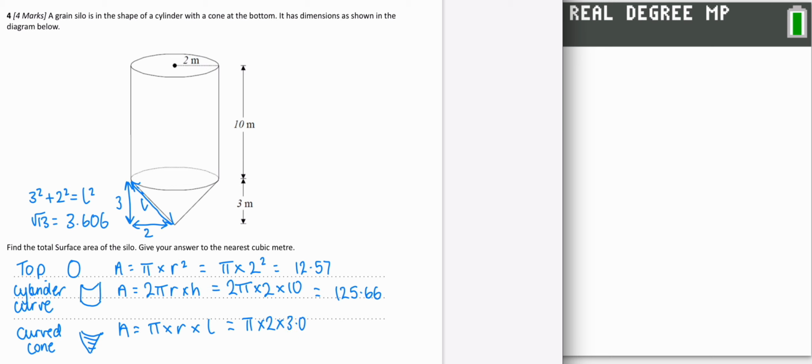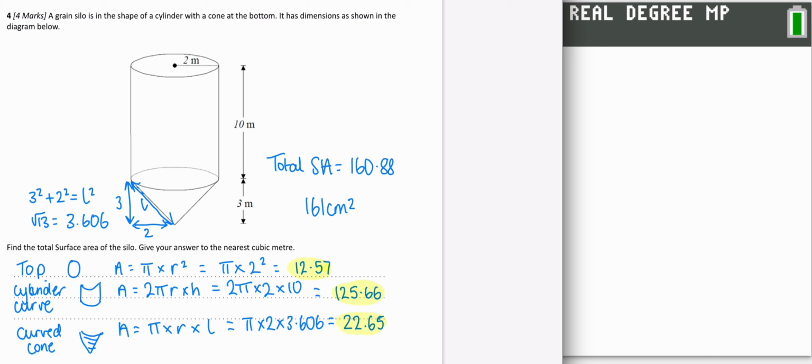So I now know that the length is 3.606. And when I type all that in, I get 22.65. So I need to add those 3 numbers up. So I have this surface area, and this surface area. So the total surface area is therefore all of those things added together, which is 160.88, or as an answer to 3 significant figures is 161 centimeters squared. And that's my final answer there.